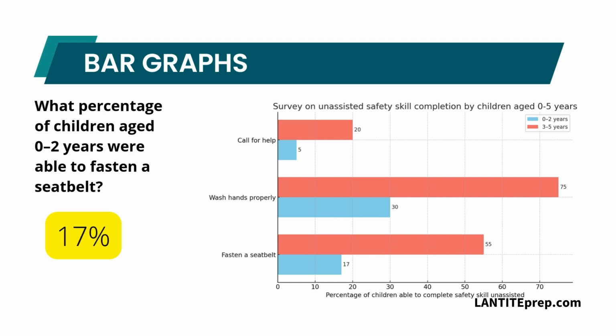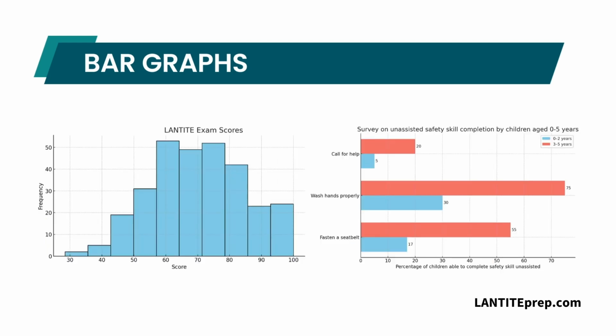Alright, the correct answer here is 17%, which we can see when we look at the bottom section of the bar graph and identify the fasten a seatbelt information for the 0 to 2 years bar in blue, which reads 17. Great job.